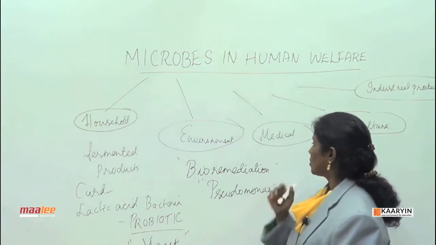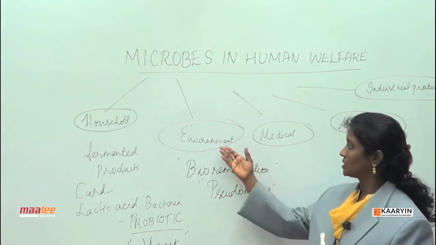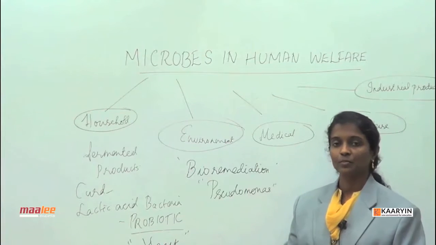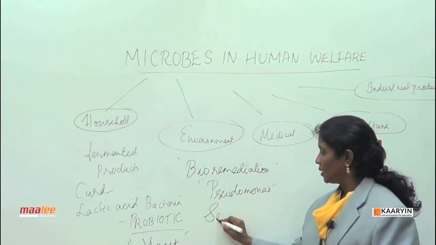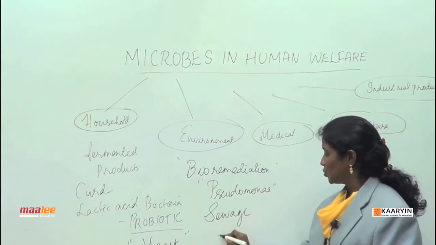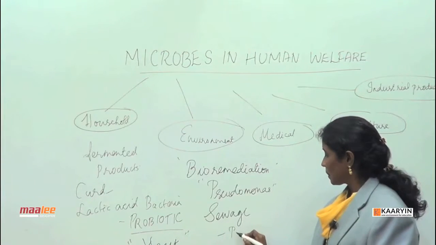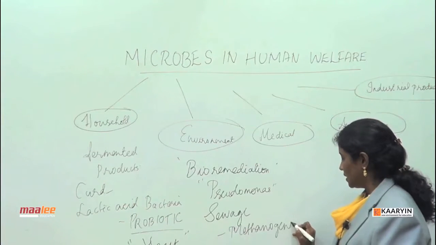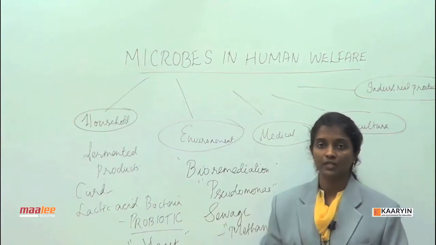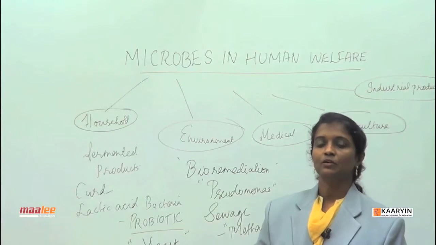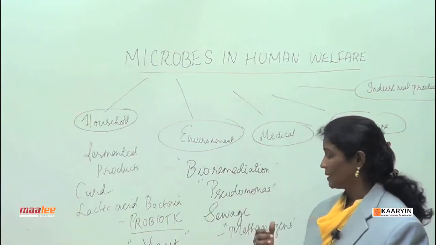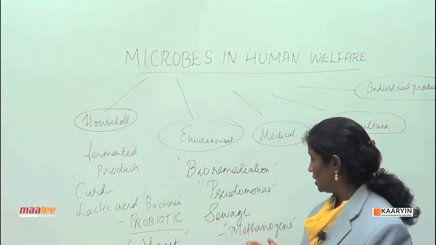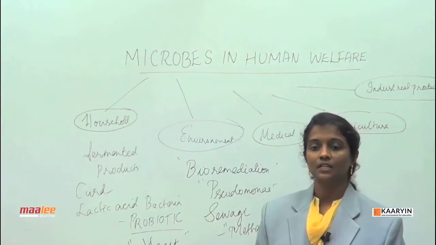So, that is about the environmental applications. Likewise, in the environmental applications, we also have to talk about sewage treatment, for which the pivotal organism is the methanogenic bacteria, which is an archaebacteria. This methanogenic bacteria is very essential for the sewage treatment plant. For anaerobic treatment of sewage, we use this methanogenic bacteria so that volume reduction takes place, and it is indeed an archaebacteria.